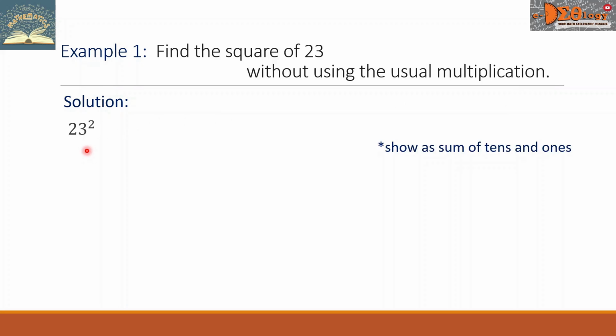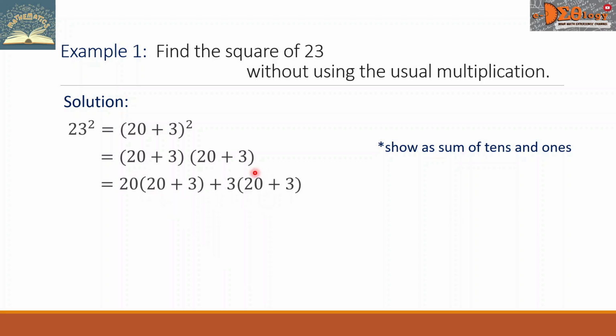What we're going to do is to show this 23 as sum of tens and ones. So we have here the quantity 20 plus 3, that is squared. By the exponent, we're going to expand this expression. So we have 20 plus 3 times 20 plus 3. And by distributive property, we're going to multiply each of the terms of the first group to the second group. So we have 20 times the group 20 plus 3, then plus this number 3 times 20 plus 3.